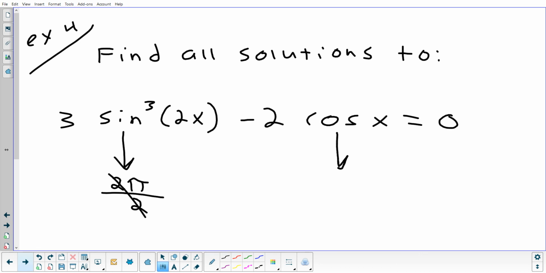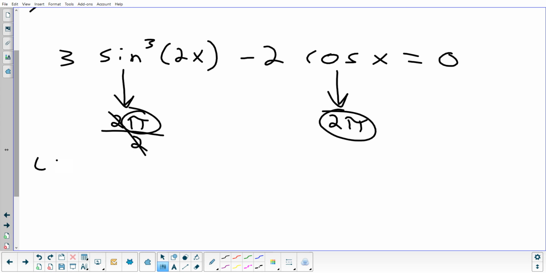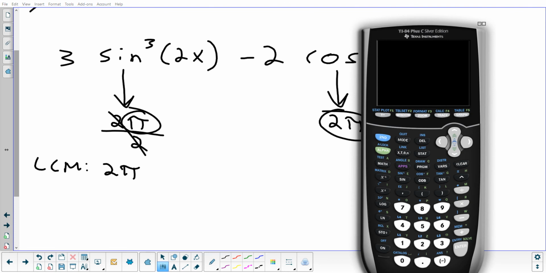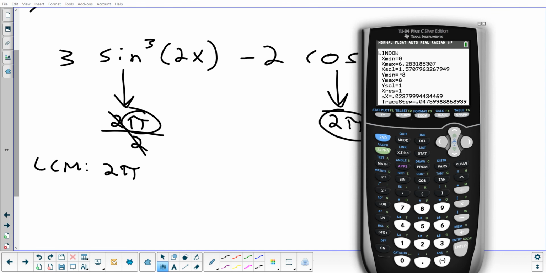How about cosine? What's the period of cosine? Jake? 2 pi over b. Yep, and b in this case is how much? 1. So that one cycles every 2 pi. That's every 1 pi. LCM, same thing as what we did before. Don't assume it's always 2 pi. It's just that it does come up a lot. Okay, so now we've got that. Window. I think our window's fine. It's already 0 to 2 pi.